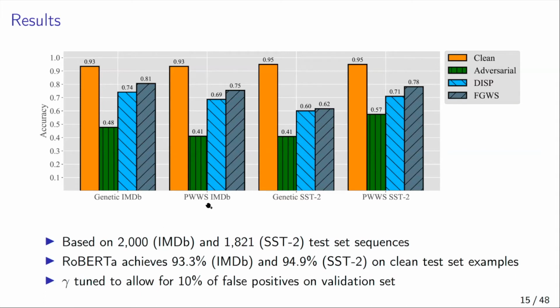Also, what I touched upon earlier, for these experiments, we tuned gamma, so the prediction confidence change threshold, to allow for 10% of false positives on the validation side.